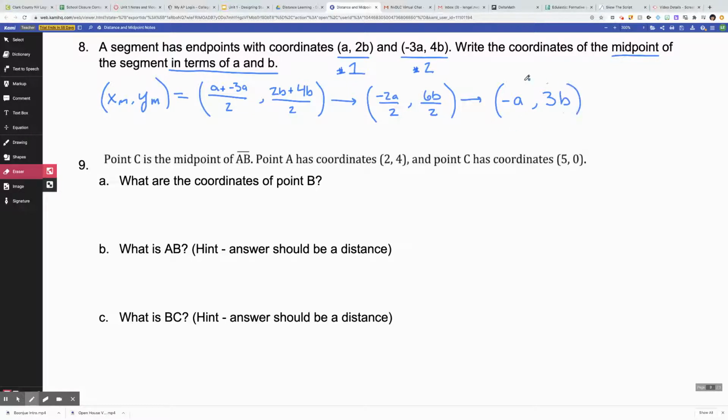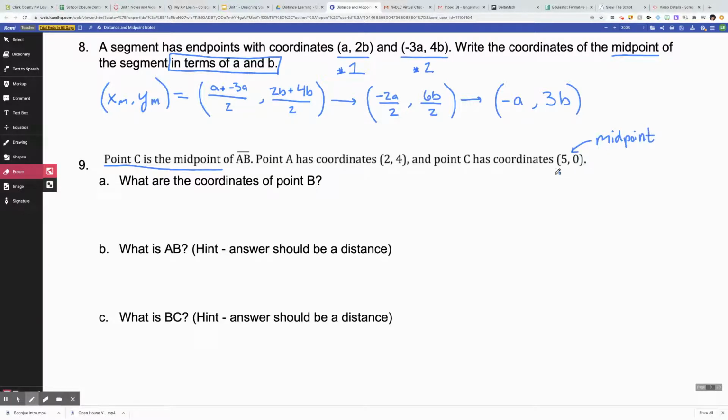Okay, so I know this looks different than a traditional midpoint, but it is a midpoint in terms of a and b. All right, so last one, let's look at number 9. This one is a slightly different type of problem because they give you some different information. So they say C is the midpoint, okay, and they give you C. They tell you that C is the midpoint. So this right here, the 5, 0, is the midpoint.